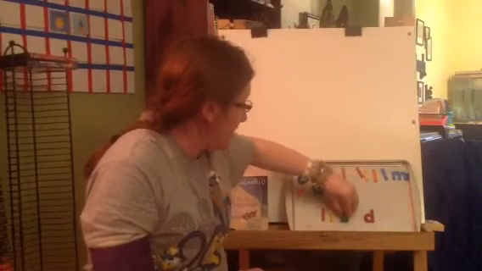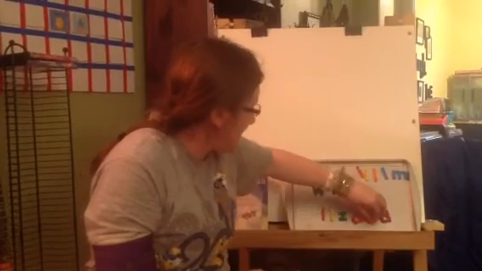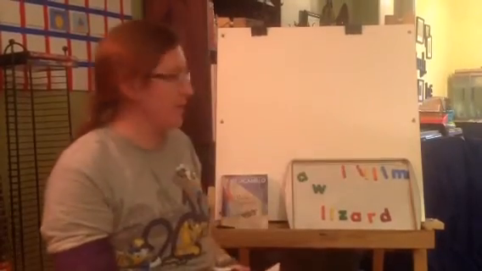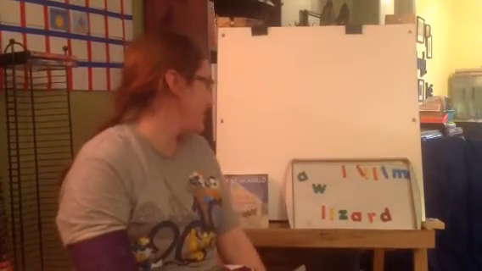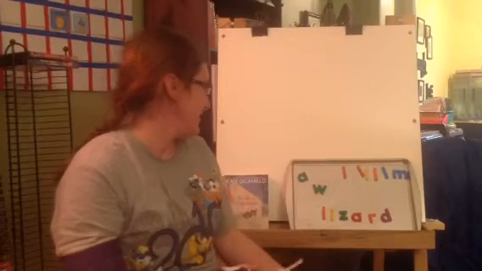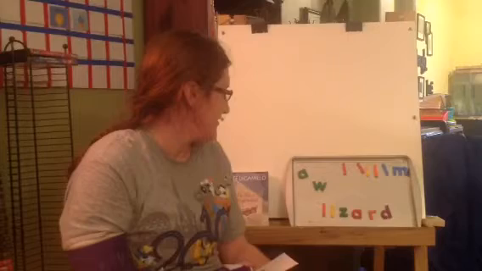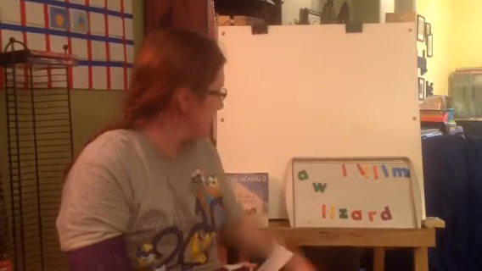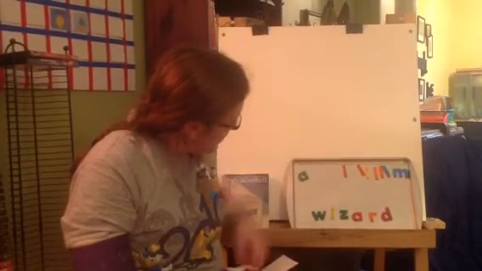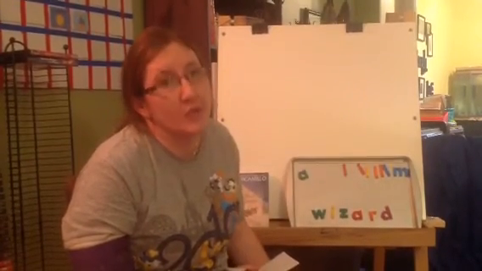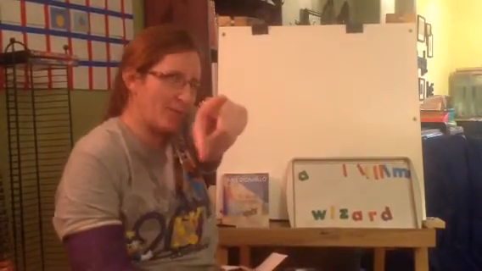Then I'm going to change a ton of letters to make something that I have a pet of. I have a pet lizard. If you don't have lizard, you can add it to your list. Then I'm going to change the L to a W to make the word wizard. You know, someone who casts spells on you. Expelliarmus.